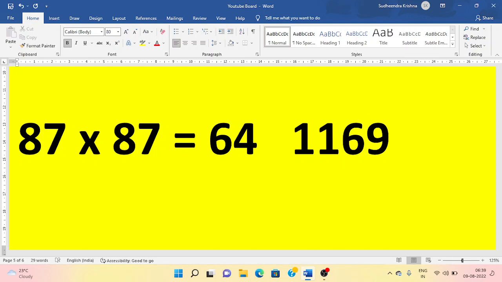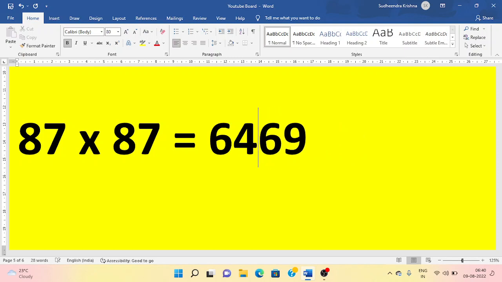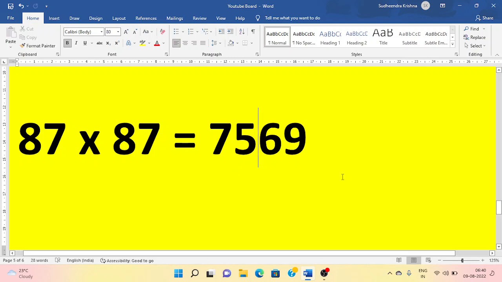So put 116. But 116 is a 3-digit number. You cannot take a 3-digit number. You can take only a single-digit number. So out of 116, I'll take 6 and I'll carry over 11 to the left number. So already on the left side of 6, I have 64. 64 plus 11 will give you 75. So this is the required answer. So 87 square is equal to 7569.